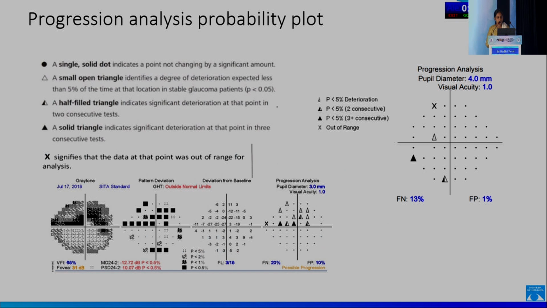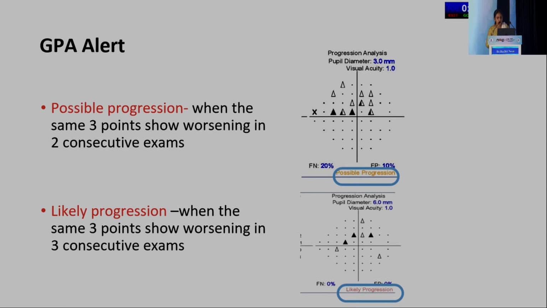The GPA performs a progression analysis probability plot where it compares the baselines with the current visual fields. A small open triangle indicates a degree of deterioration expected less than 5% of the time at that location. A half-full triangle indicates significant deterioration at that point in 2 consecutive tests, and a solid triangle indicates significant deterioration at that point in 3 consecutive tests. An X signifies that the data at that point was out of range for analysis. It also gives you a GPA alert. Possible progression is when the same 3 points show worsening in 2 consecutive tests, and likely progression is when the same 3 points show worsening in 3 consecutive exams.